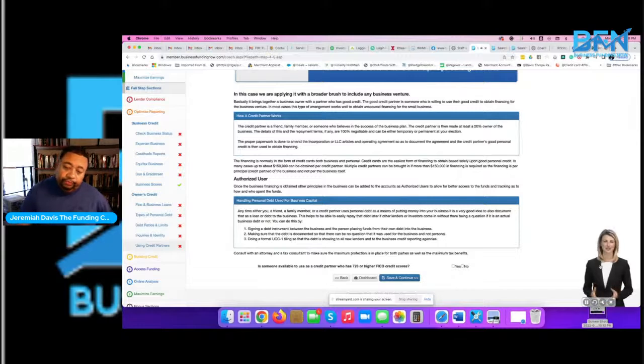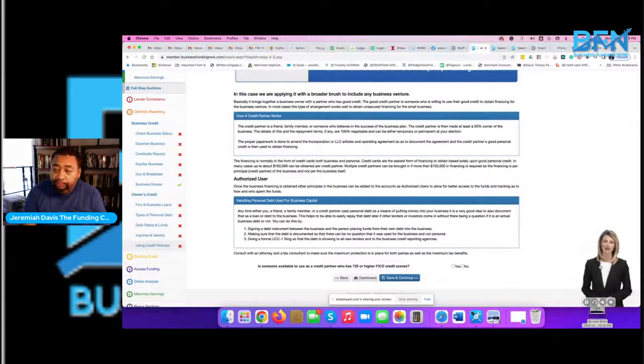A credit partnership brings together a business owner with a partner who has good credit. A good credit partner is someone who is willing to use their good credit to obtain financing for the business venture. In most cases, this type of arrangement works well to obtain unsecured financing for the small business. The credit partner is typically a friend, family member, or someone who believes in the success of your business plan. The credit partner is made a part owner of the business, and the proper paperwork is done to amend the entity documentation so that the credit partner's good personal credit can be used to obtain business financing.